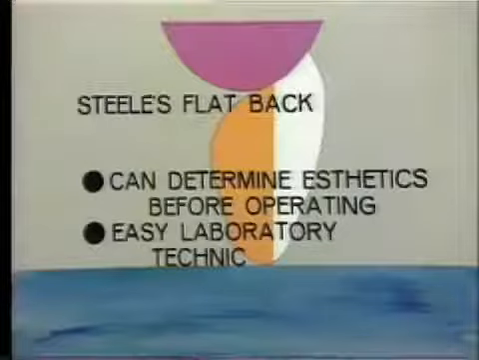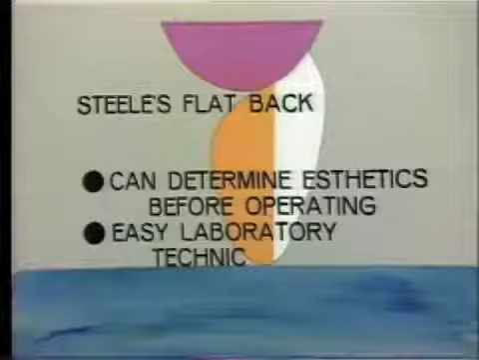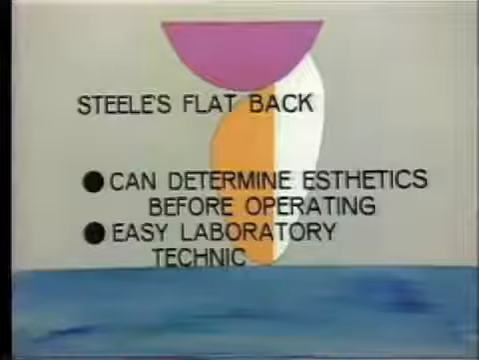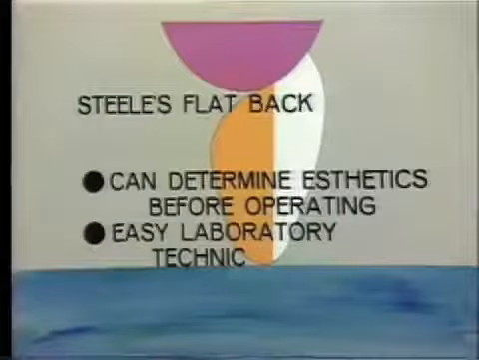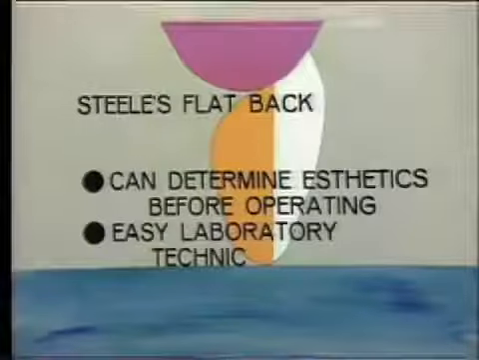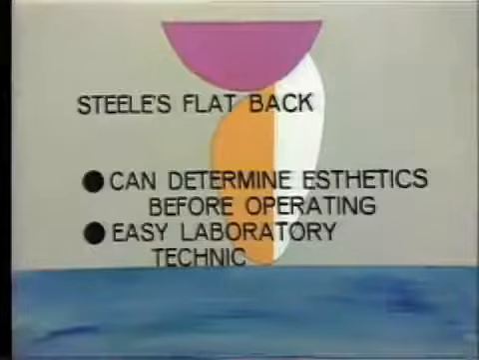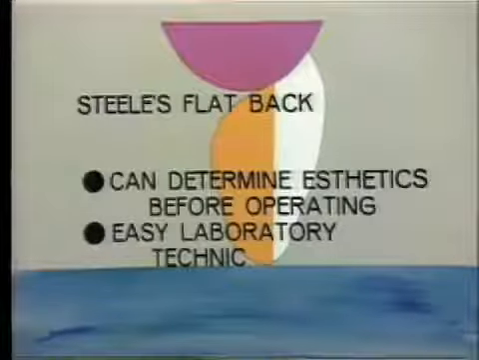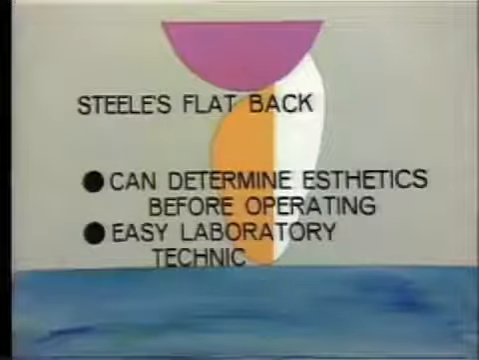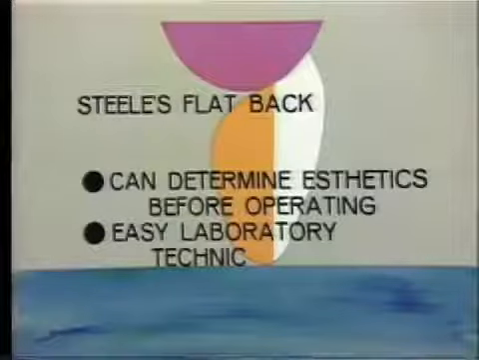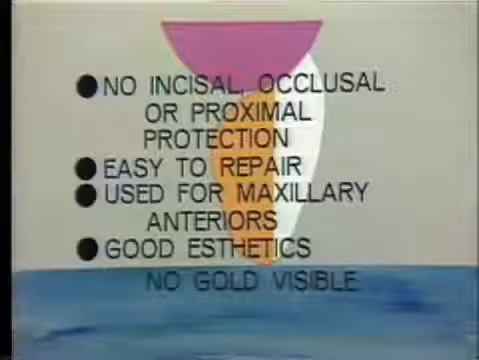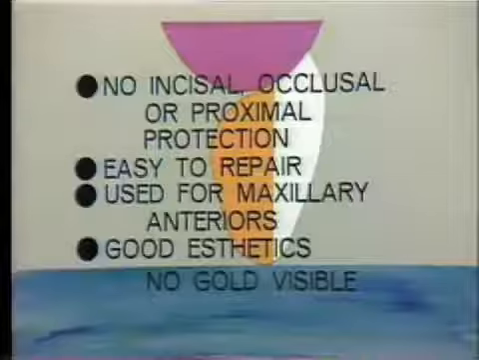To summarize the main characteristics of the Steele's flatback pontic, it can be said then that you can determine aesthetics before operating. This is a prefabricated facing, and as you've seen, they can be selected, they can be adapted, they can be tried in the patient's mouth, and the aesthetics established and discussed with the patient before doing any procedure on the supporting teeth. The laboratory technique for these is comparatively easy. The prefabricated precious metal backing gives a good platform on which the technician can build up the lingual surface or the occlusal surface, as the case may be, so that we have an easy laboratory technique.